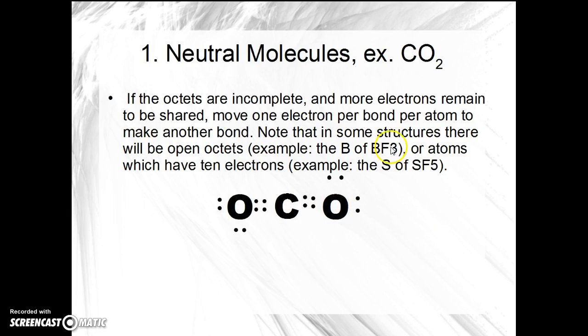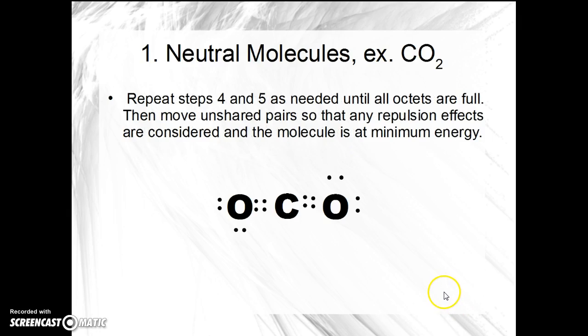Now in some structures, as for instance in the boron of boron trifluoride, you'll have an open octet. And sometimes you have 10 electrons, as in sulfur pentafluoride. Now you repeat steps 4 and 5 as needed until you have a complete octet around everything. Then you're going to move the unshared pairs, as in VSEPR theory, so that any repulsive effects are considered. This gets the molecule to be at minimum energy, and that's what we're going to do now.